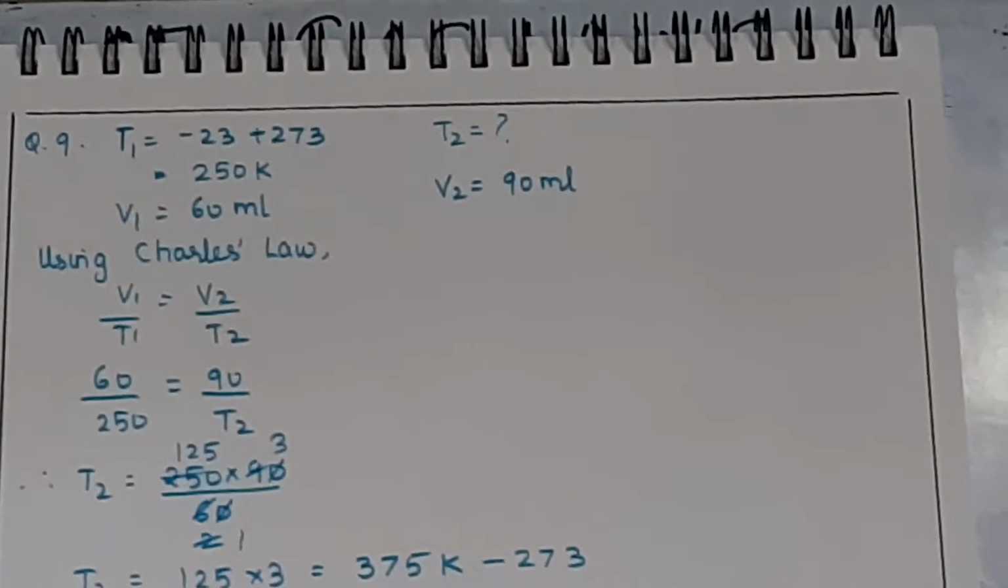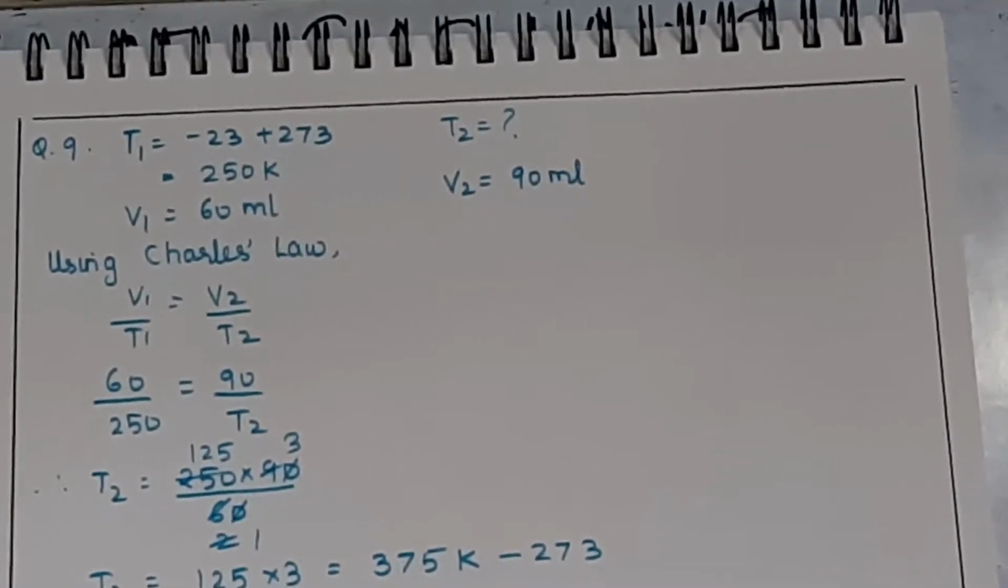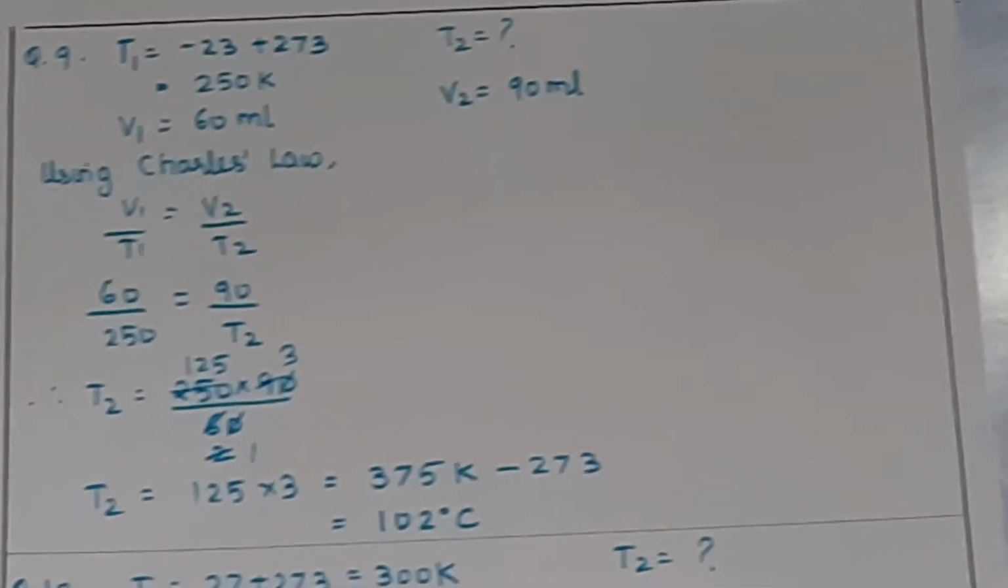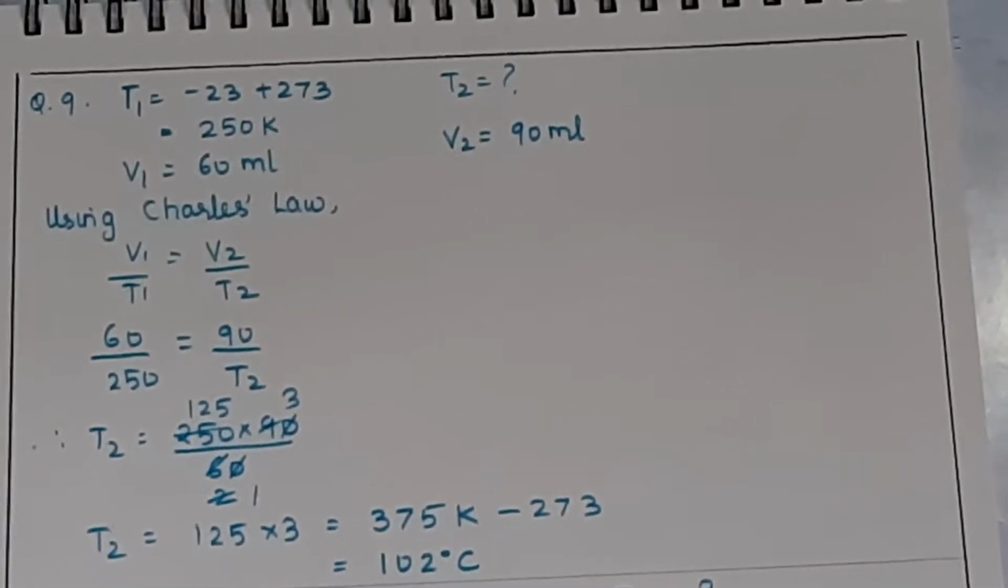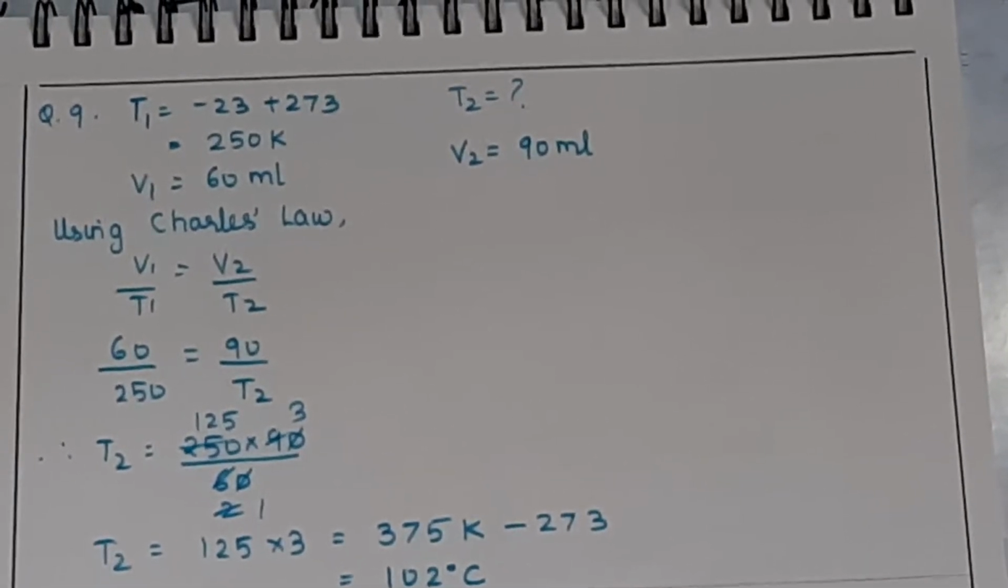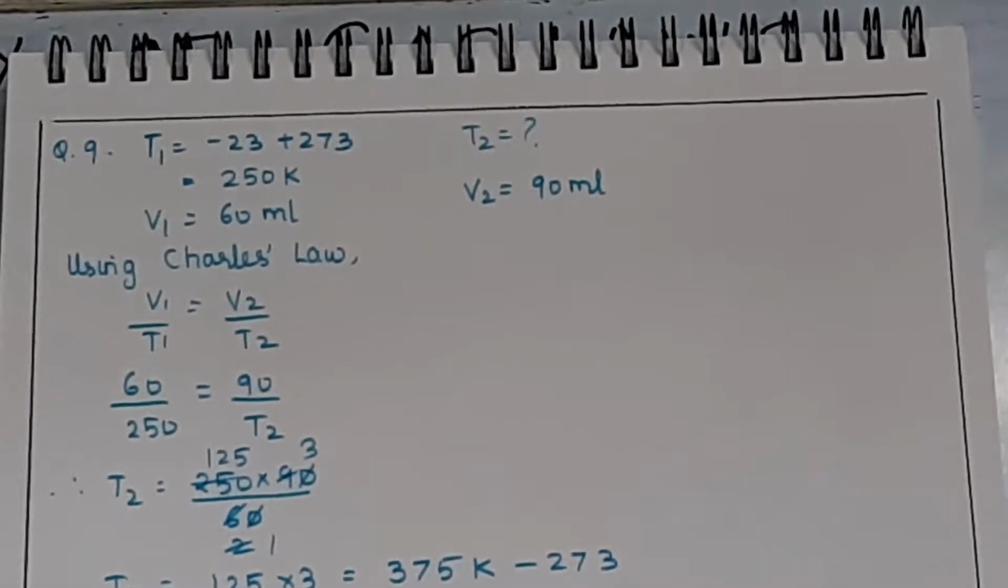Okay, now continuing with our classwork sums on Charles' law. Okay, now the ninth sum. A gas originally at minus 23 degrees Celsius is heated and allowed to expand at constant pressure.